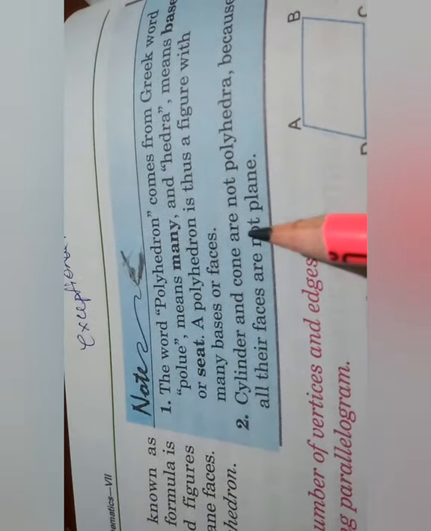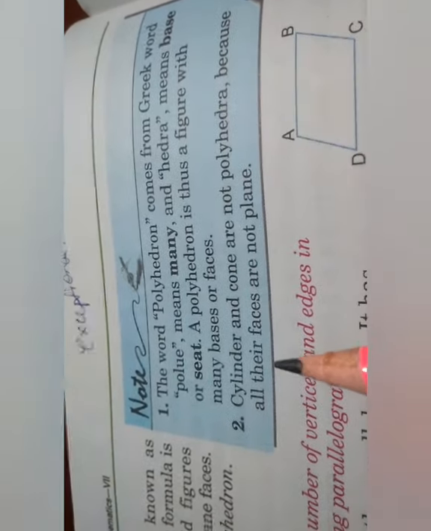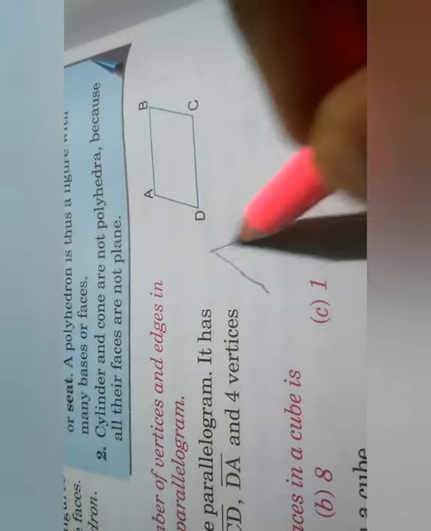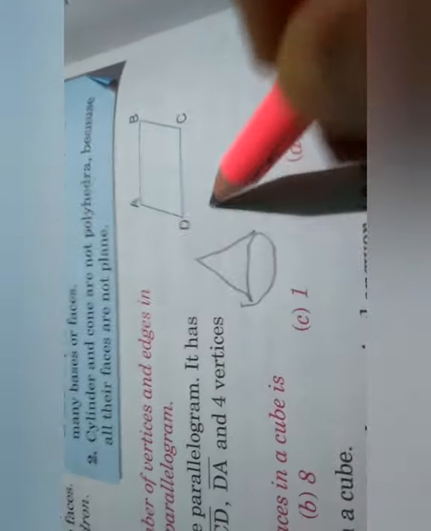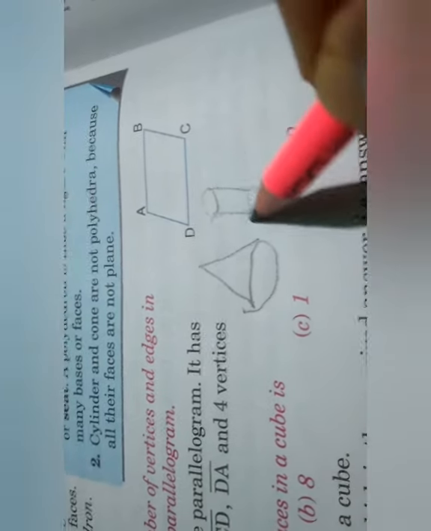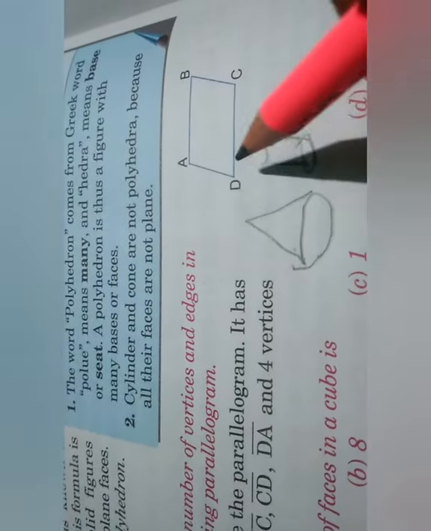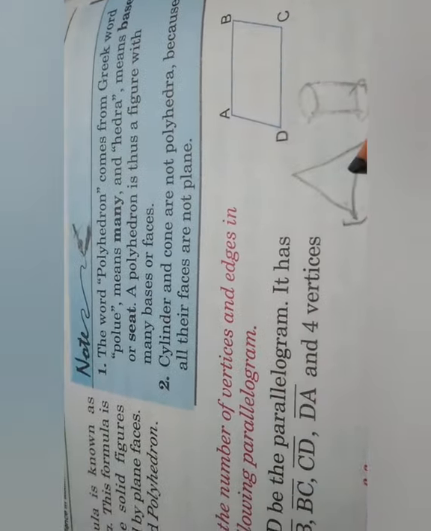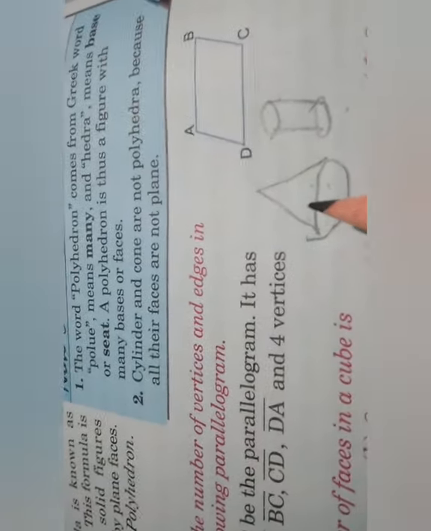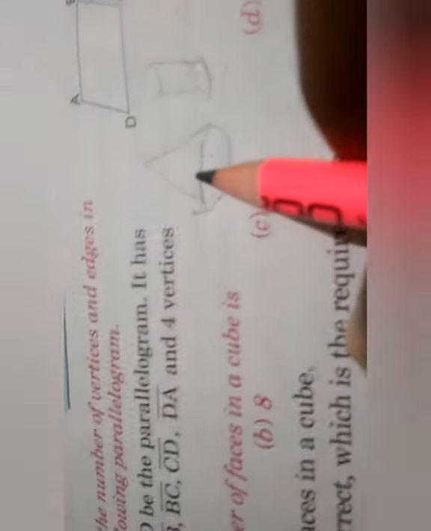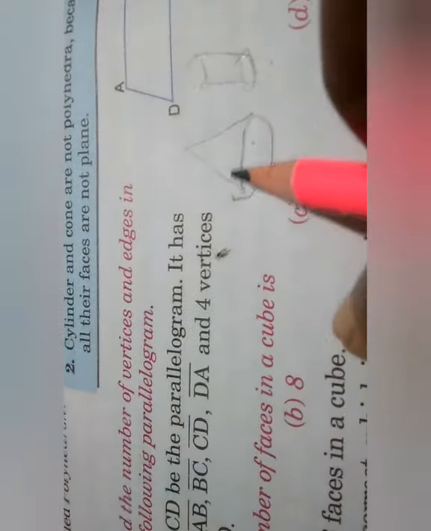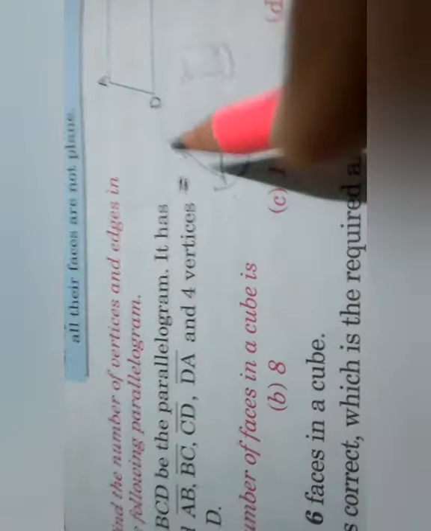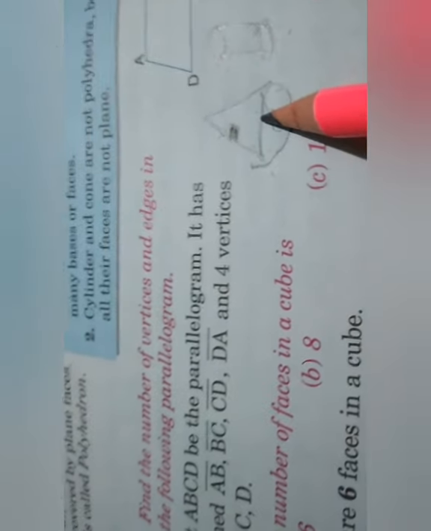Cylinder and cone are not polyhedra because all their faces are not plane. This type of figure is known as a cone, and this type of figure is called a cylinder. Here plane faces are only one, and here 2. Not all the faces are plane figures. That's why it is not a polyhedron, and Euler's formula is not satisfied by this type of figure. Of course, you can verify it in a cone, but it is not true. It is an exceptional case.